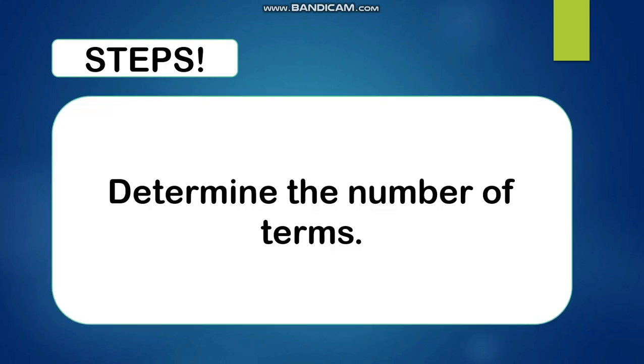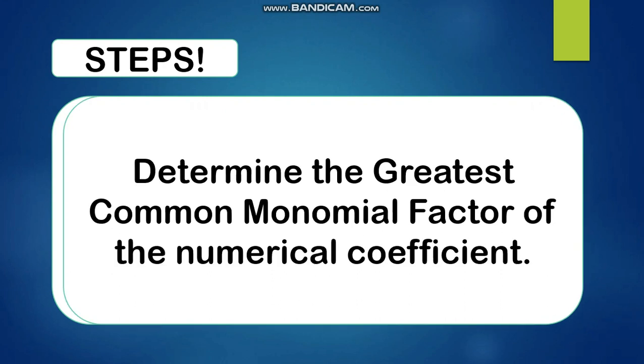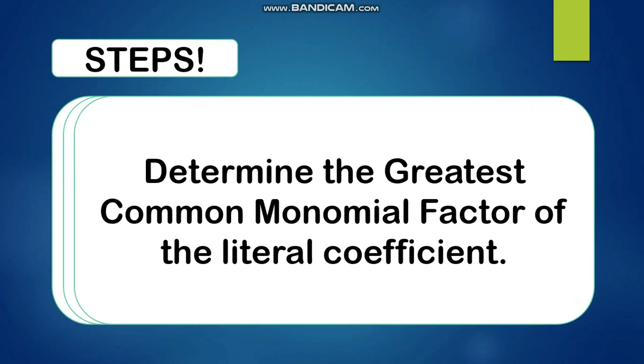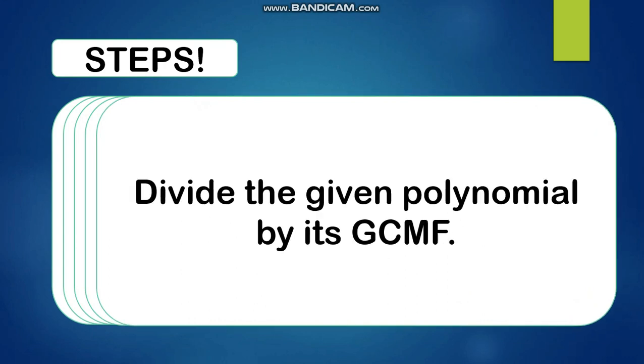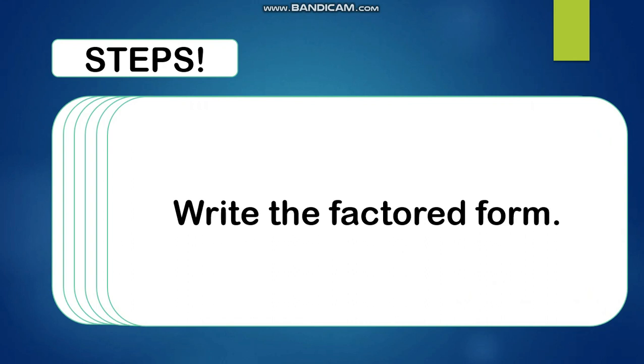You're right. Now I would like to give you the steps on how to factor out polynomials by greatest common monomial factor. Step 1. Determine the number of terms. Step 2. Determine the greatest common monomial factor of the numerical coefficient. Third, determine the greatest common monomial factor of the literal coefficient. Multiply the two greatest common monomial factors. Next, divide the given polynomial by its greatest common monomial factors. And lastly, write the factored form.